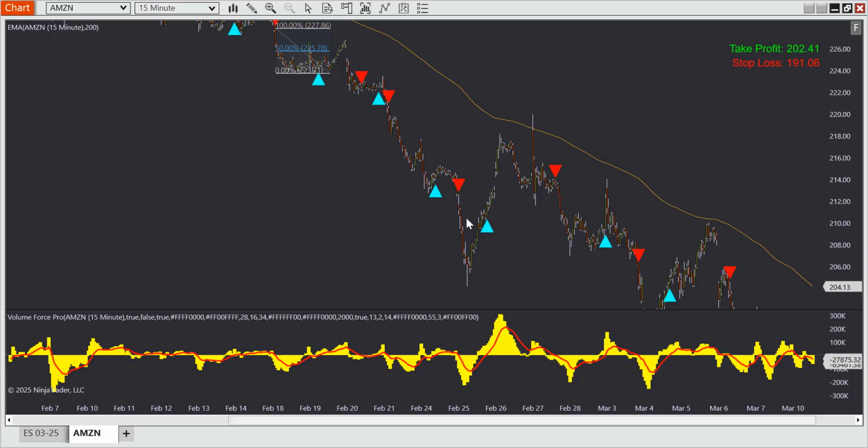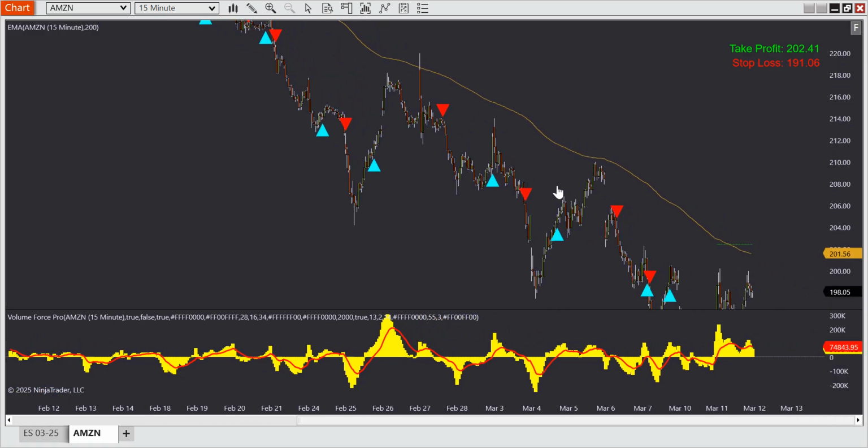With some more sell signals coming that would have worked out great. We're not going to cover them in this video. As you can see, the sell signals working out great in this downtrend. And if you're very nimble and looking to scalp, some of these buys would have been great to catch retracements up. But again, we're taking the highest probability trades with the Volume Force Pro.